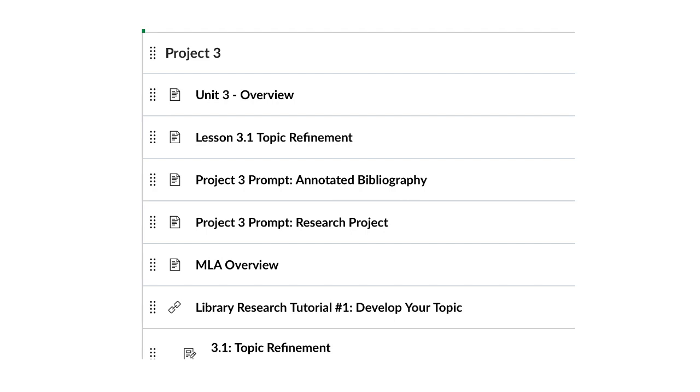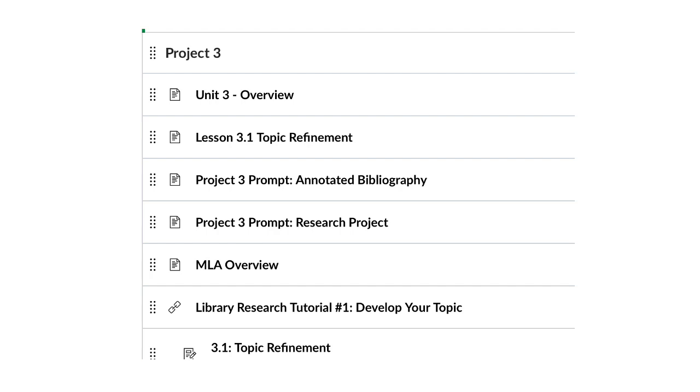And then now we're moving to project 3, which is a research paper. In my experience, students really like this assignment. For one thing, you get to choose your topic completely. And that's what is going to happen this week. So here's the module. There is an overview of what you're going to do. This week's task is topic refinement. You're going to choose a topic and then you're going to narrow it down into a research question.